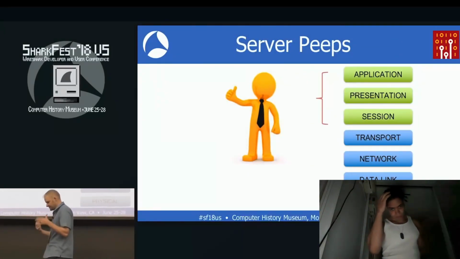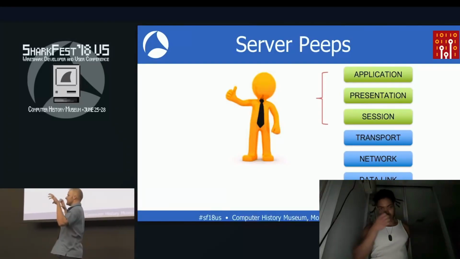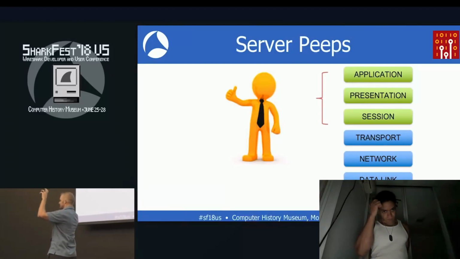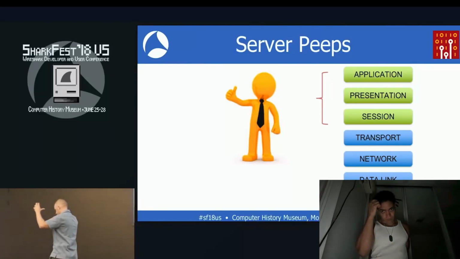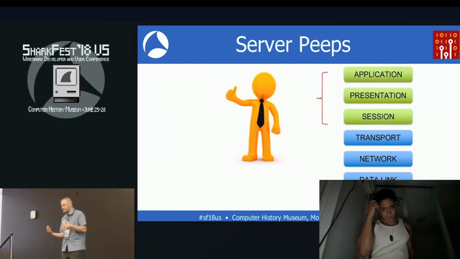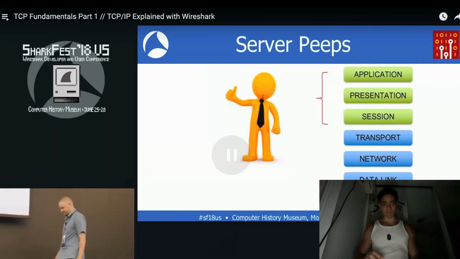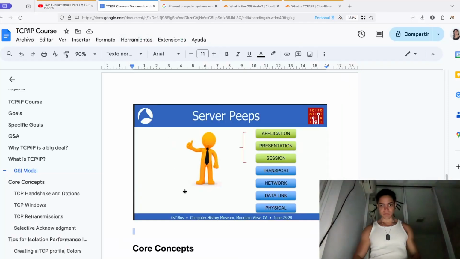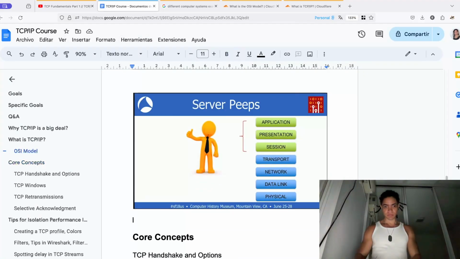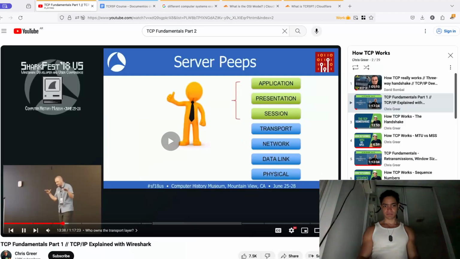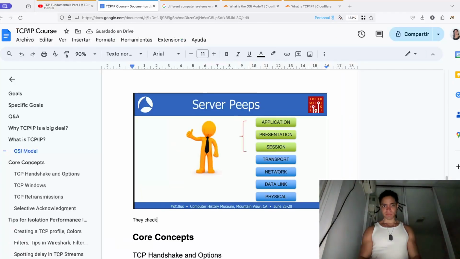Pull out their job description, and let's just wrap those upper layers together. Let's call that just upper layers: session, presentation, application. They're in the server, the app, the virtual environment. They go in there, they check their resources.